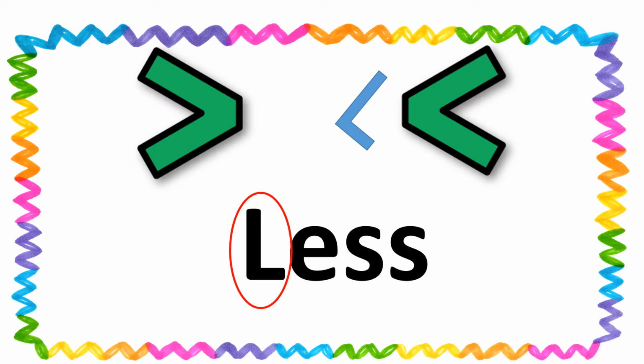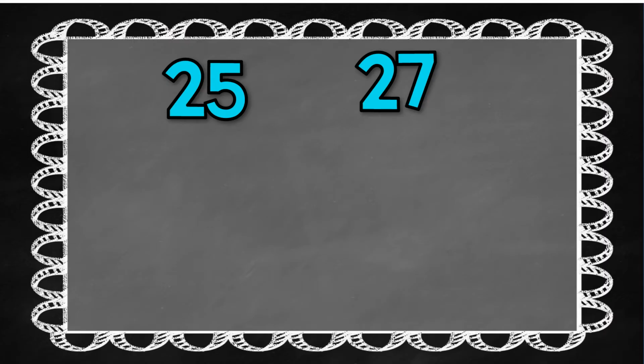So now let's compare numbers. Here we have the number 25 and the number 27. We usually look at the number that's all the way to the left. Here we have the tens place, the 2 in 25, and we also have a 2 in the tens place of the number 27. That is not going to help us figure out which one is greater than or less than. So now we have to look at the ones place. In the number 25 we have a 5, and in the number 27 we have a 7.